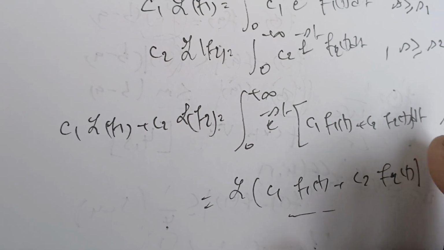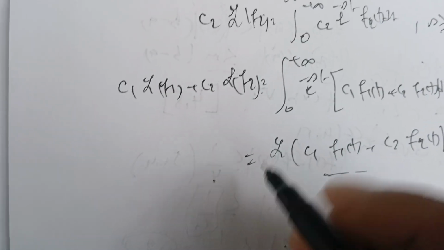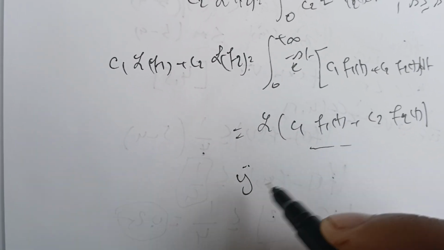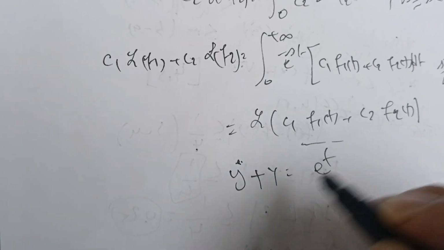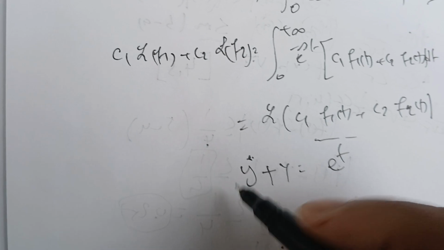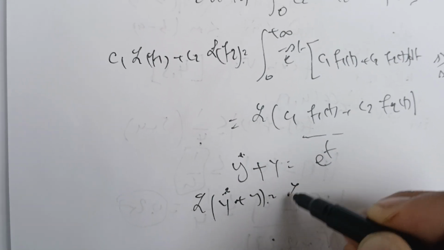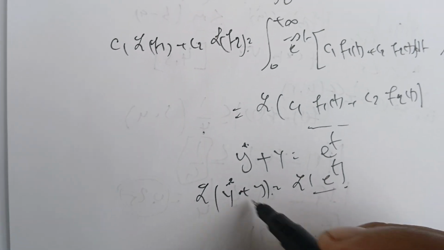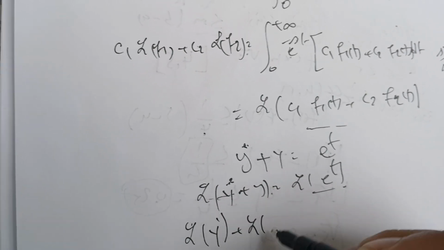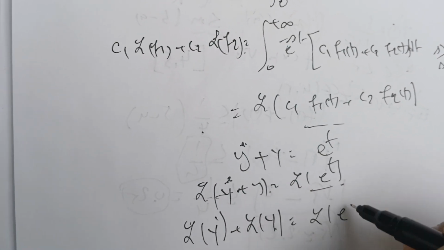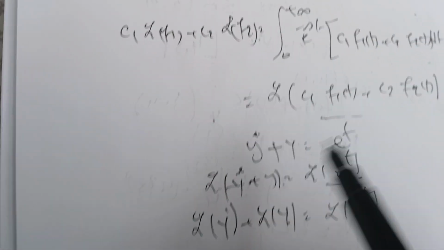This proves that when we're dealing with differential equations like this, as I said earlier, y'' or y' plus y equal to some e^t, we can take the Laplace of y' plus y and the Laplace of e^t. We know this one, and here we can linearize. We can take Laplace of y' plus Laplace of y is equal to Laplace of e^t. So this is why we need this result here.